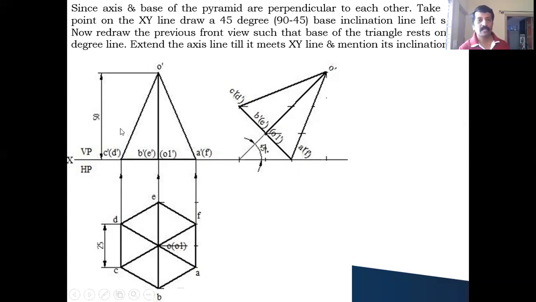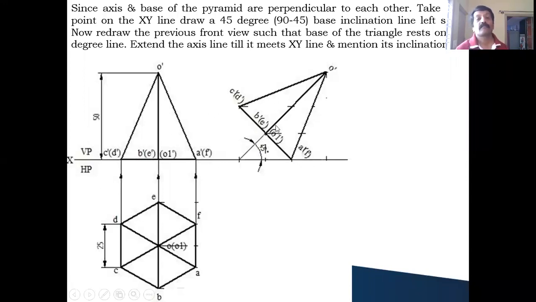Now you should redraw this triangle such that the base of this triangle is placed on the 45 degree line. That is the base inclination we have taken. After drawing this 45 degree line, I'll call these points A dash and F dash. Then I'll take the distance A dash to C dash with the help of the compass, cut it on the 45 degree line, and transfer the corresponding points here. I'll take the distance A dash to B dash, cut it here, and transfer all the points.